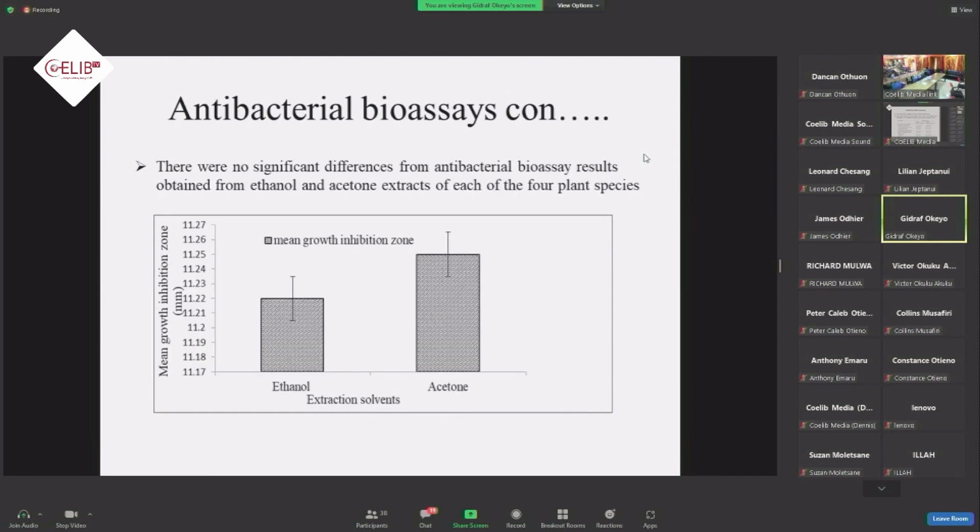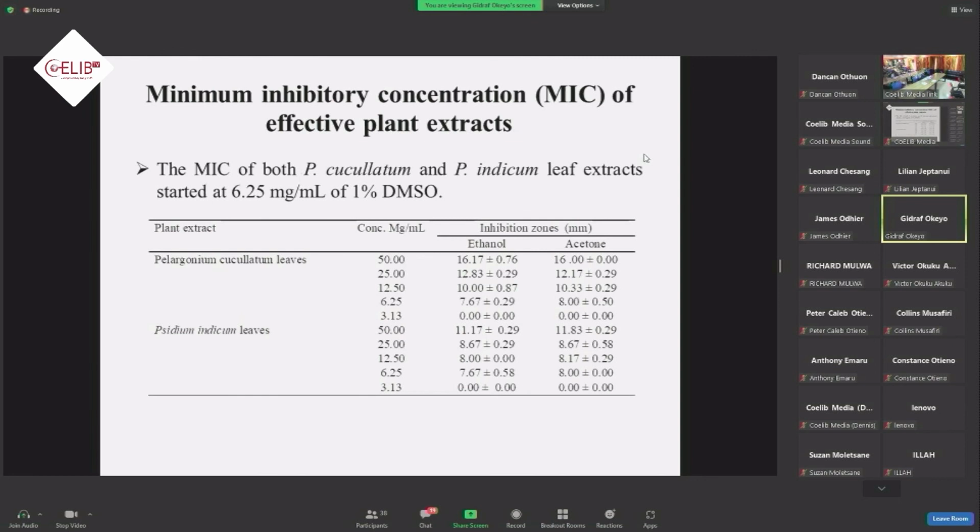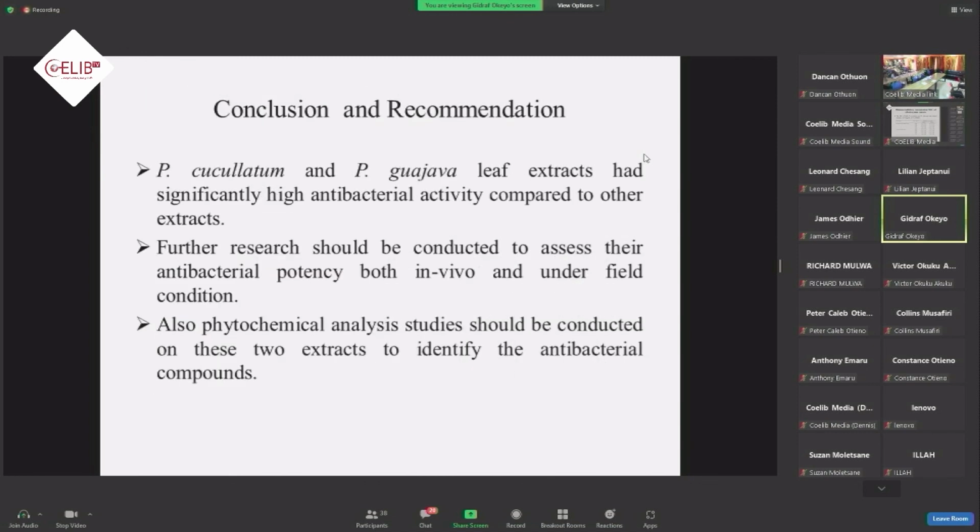Then when we move further now, we find that when we determined the minimum inhibitory concentration, for both Pelargonium cucullatum and Psidium indicium, their minimum inhibitory concentration started at 6.5 milligrams per ml of DMSO. So in conclusion, we find that the two plant extracts are potential candidates for management of bacterial wilt, but now we need to do further research so that we assess whether it can work well.